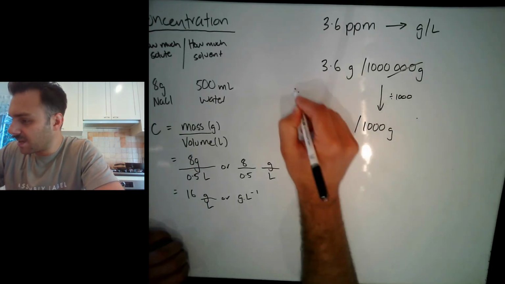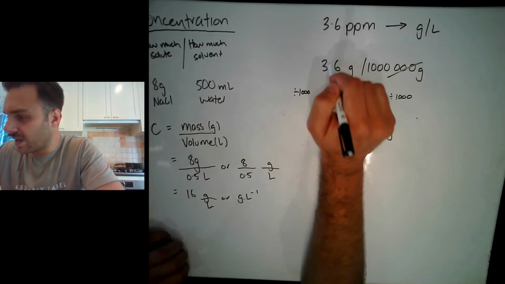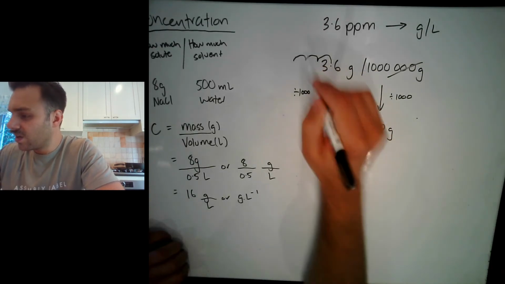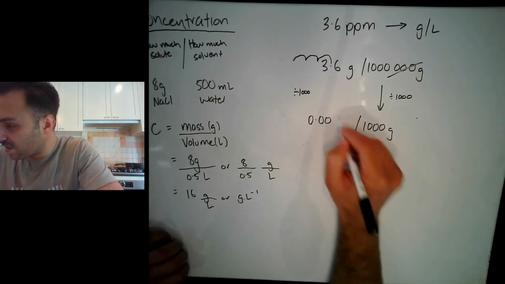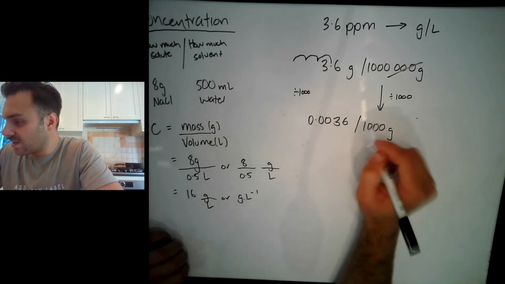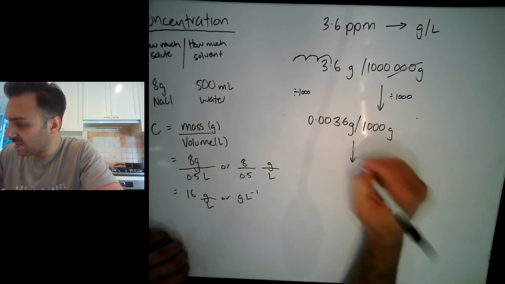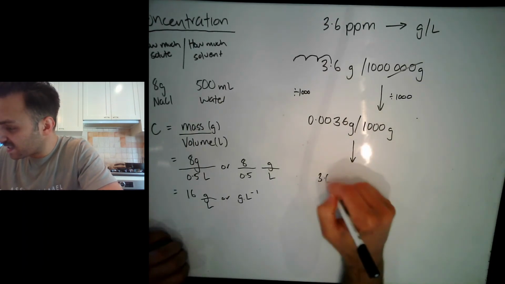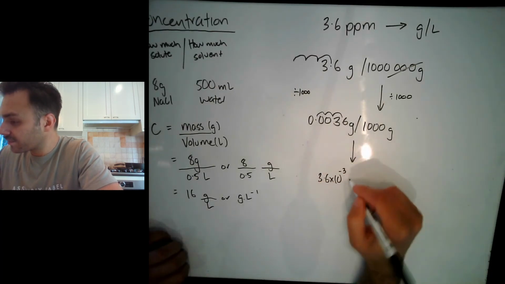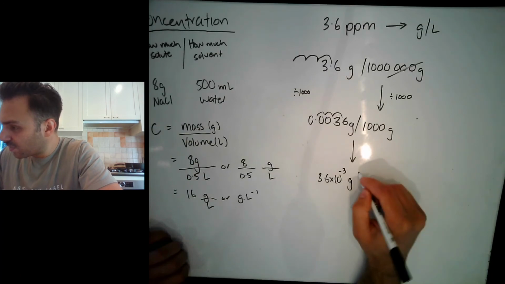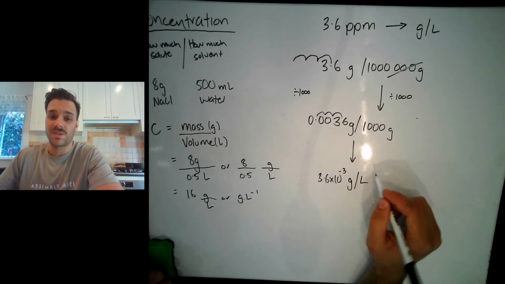We're going to need to do the same thing to the other side. So 3.6 divided by 1,000, we're going to take this decimal place back 1, 2, 3. So we're going to end up with 0.0036 grams, and now this is the equivalent to a litre. So we have 3.6 times 10 to the minus 3 grams per litre. All right, and this is equivalent to 3.6 ppm, so that's going the other way.